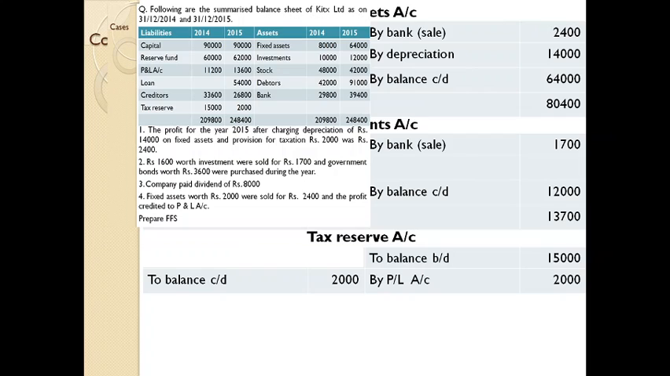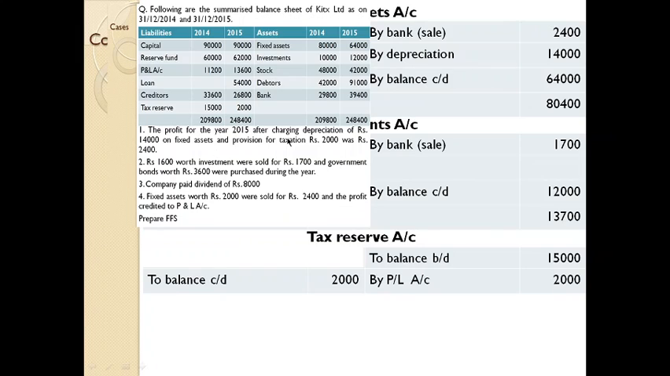Usually in a tax account or provision for tax account, there will be four amounts. To bank, and here it is by balance b/d, opening balance, closing balance. Here it will be to cash, and here it will be by P&L. Remember, it will be to cash and by P&L.